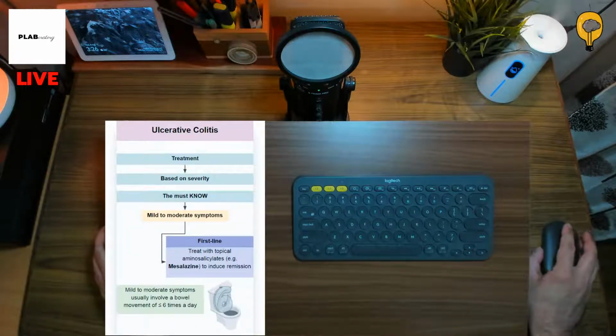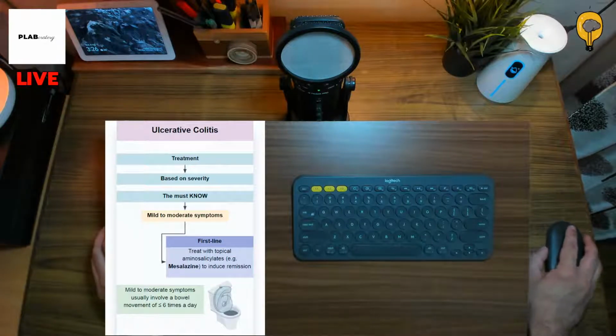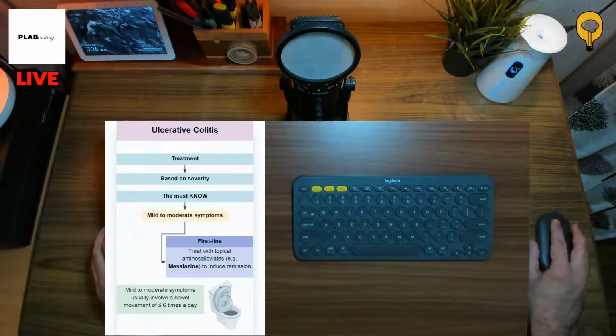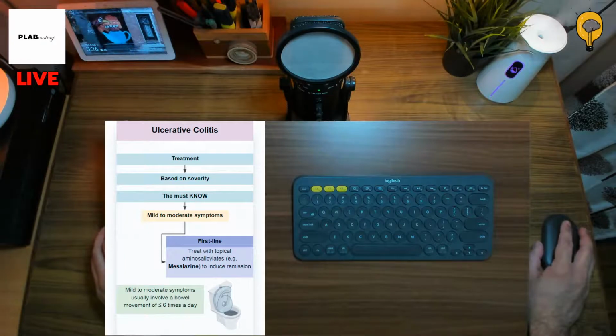And in ulcerative colitis, we first have to know the severity. Mild to moderate symptoms usually means bowel movements fewer than 6 times a day. Mild to moderate disease is treated with topical aminosalicylates such as mesalazine to induce remission. So that is about ulcerative colitis and Crohn's disease. Let's move further.